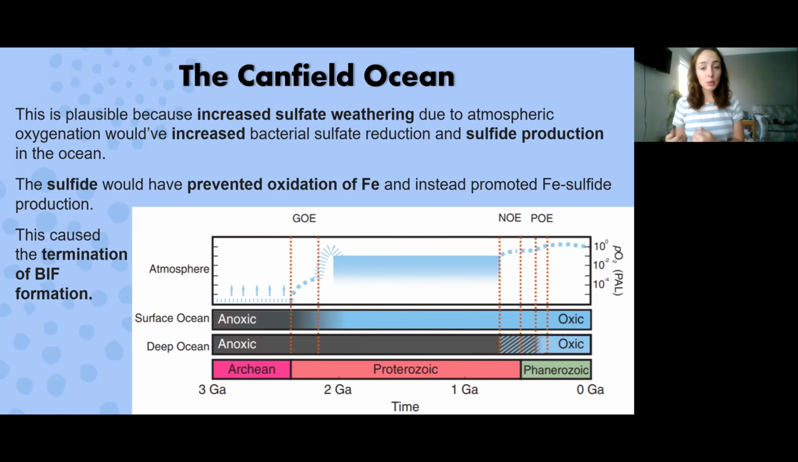And this would have instead promoted iron sulfide production, reduced iron sulfide minerals. And so we would not have gotten those BIF formations, those oxidized red layers of iron oxides. Instead, we would have seen more iron sulfide production and more evidence for black shales, which is a sediment caused by euxinic conditions. And so in short, the Canfield Ocean theory answers the question of why BIF formation terminated at around 1.85 billion years ago after the GOE.